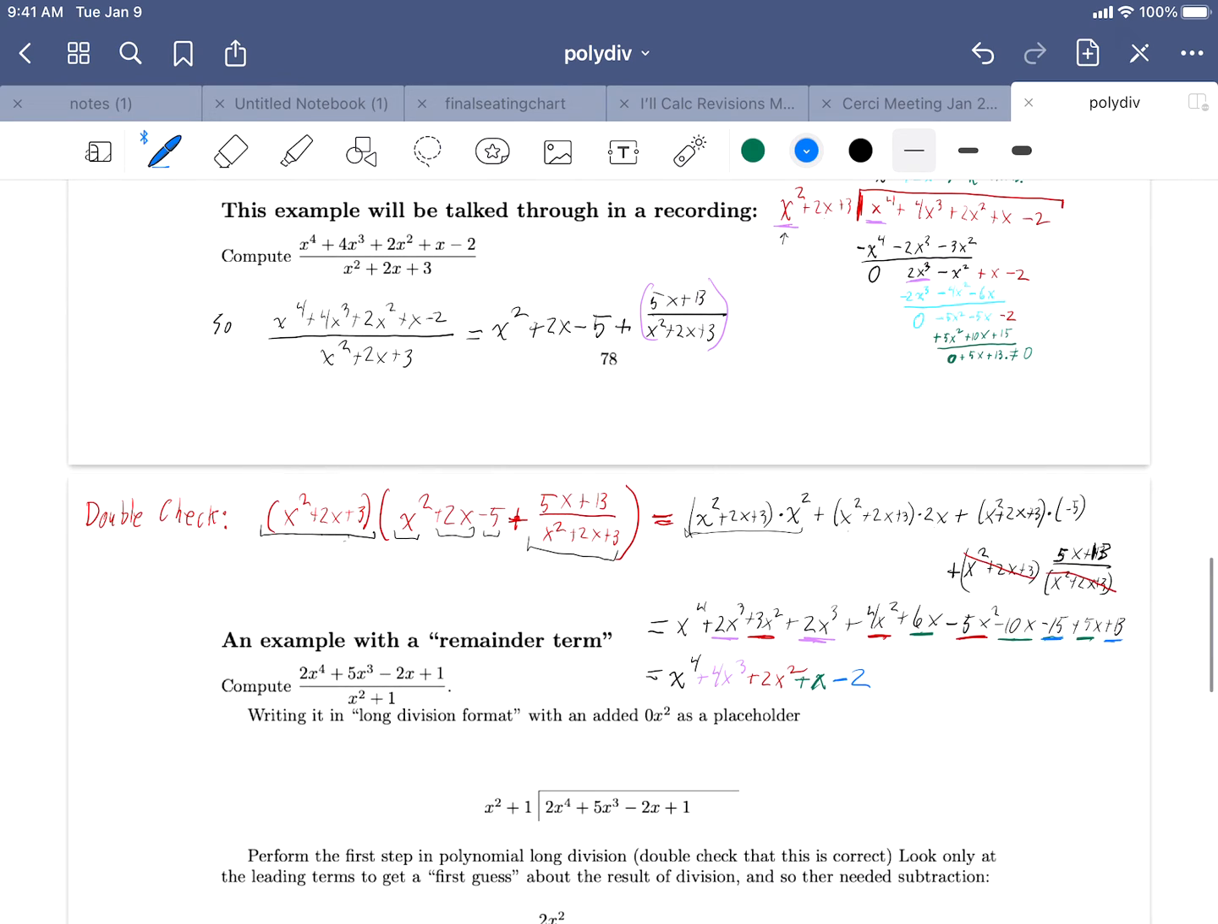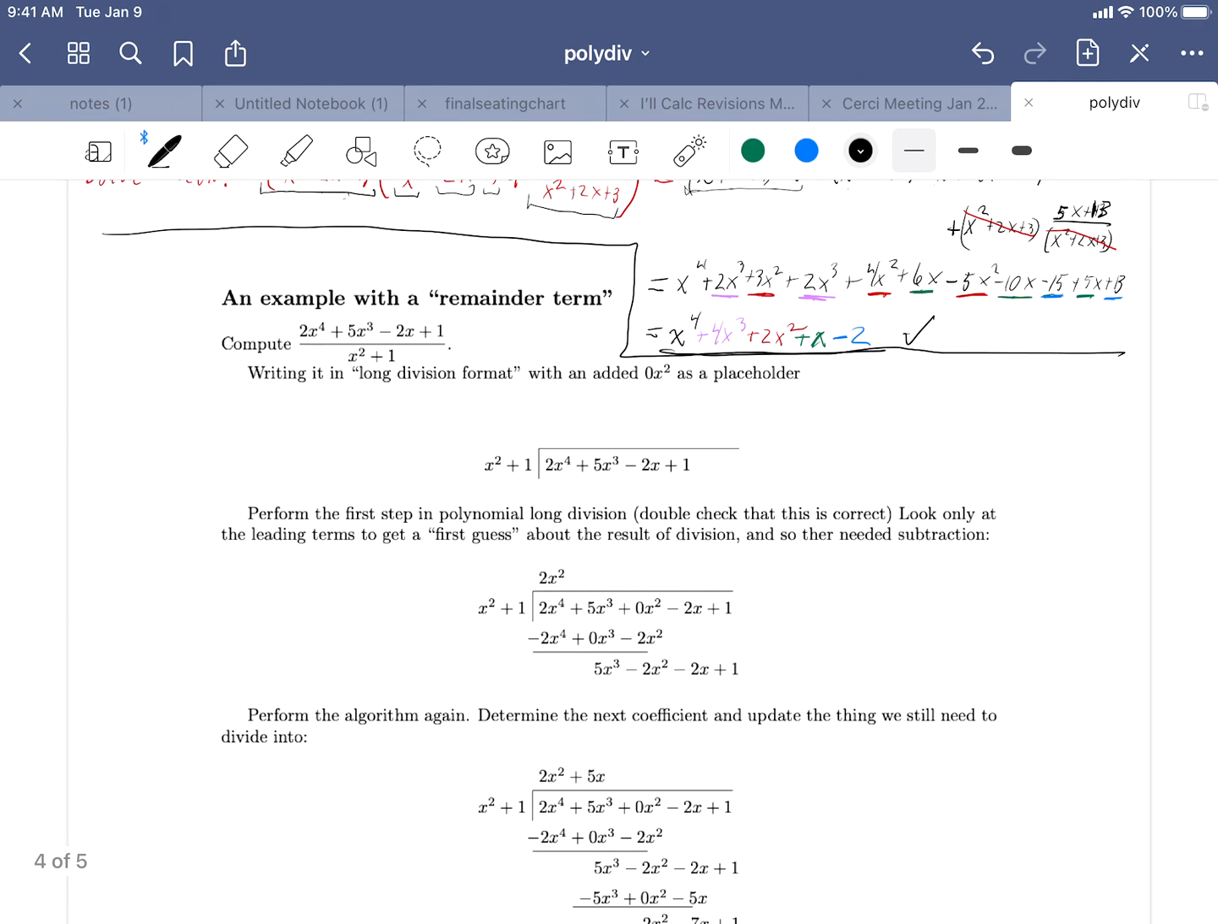Nice. So let's see if that agrees with what it was supposed to be. There's the result of multiplication. The result of multiplication should be the thing we see in that numerator. And let's see, x to the 4th, plus 4x cubed, plus 2x squared, plus x minus 2. Yeah, it checks out. Groovy.